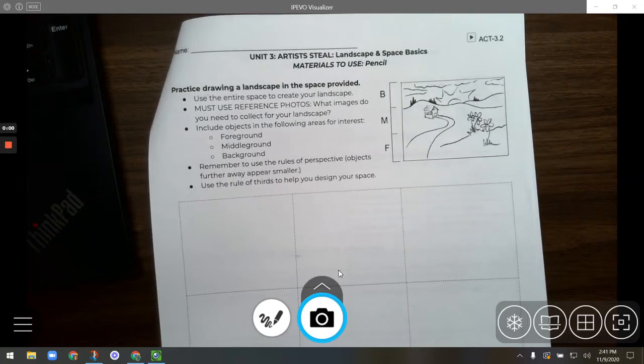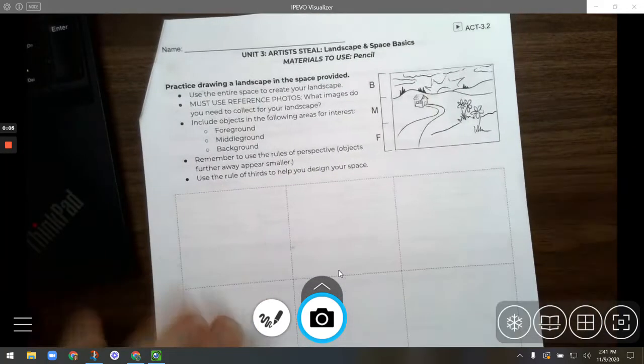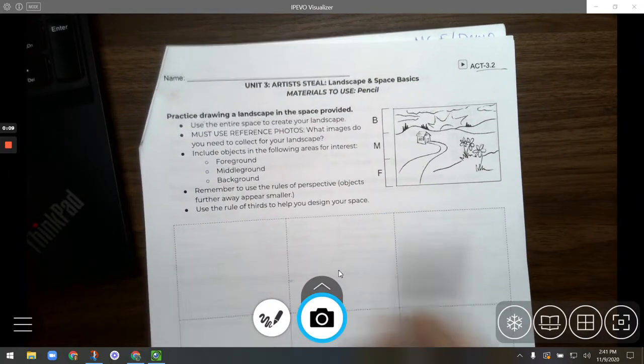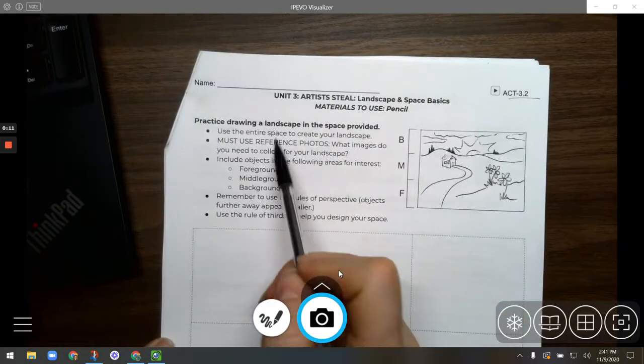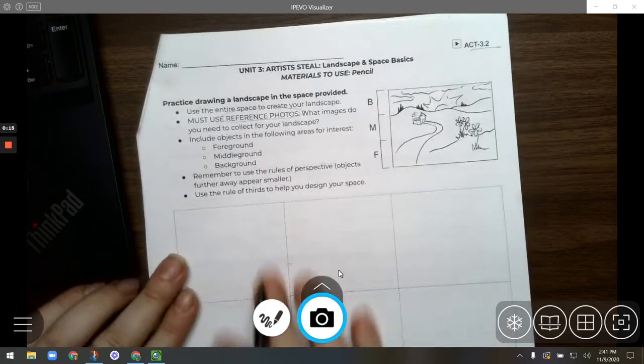Hey guys, so today we are going to be working on landscapes and space basics. This is activity 3.2, and what we're going to be doing is using different reference photos for our drawing.